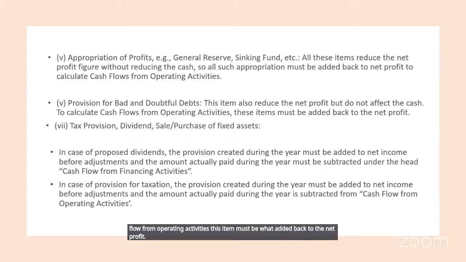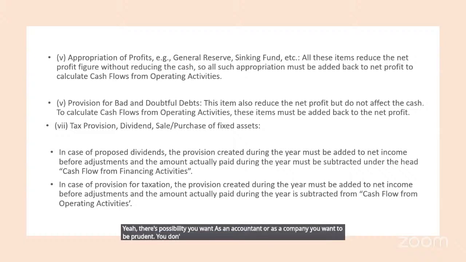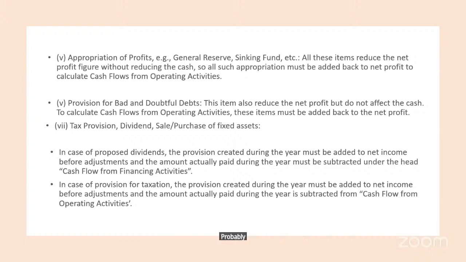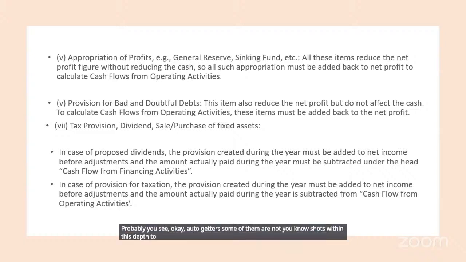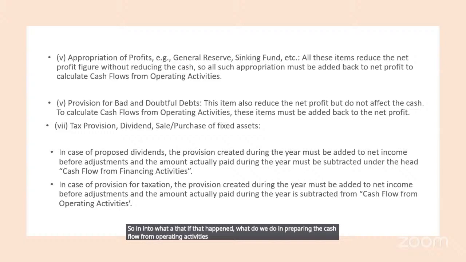There's a possibility that as an accountant or as a company, you want to be prudent. You don't want to over-report profit. So what do you do? You begin to analyze your debtors. Probably you see that out of your debtors, there are some you're not sure of collecting the debt from. So you make provision for doubtful debt. You write them off or you provide for them in the P&L account. When that happens, what do we do? In preparing the cash flow from operating activities, this figure is added back to the net profit.